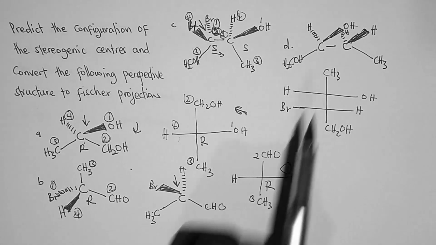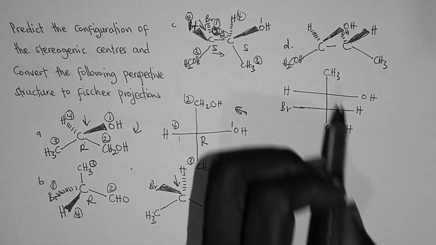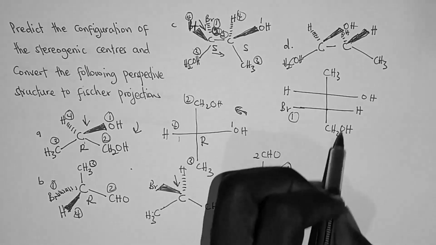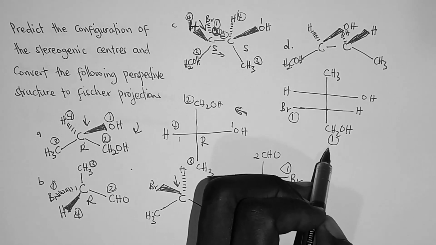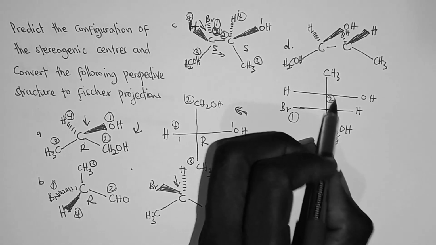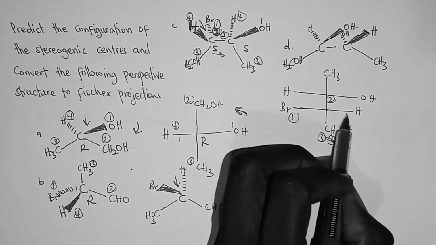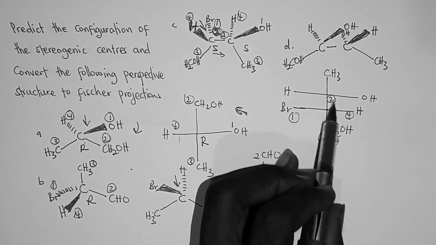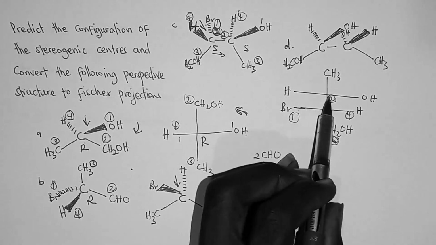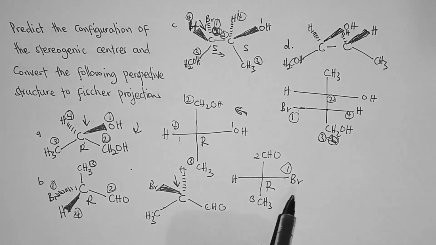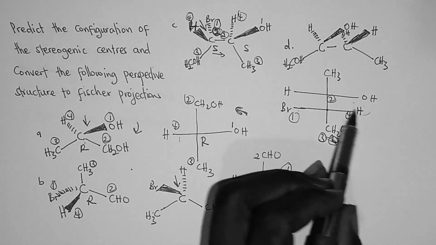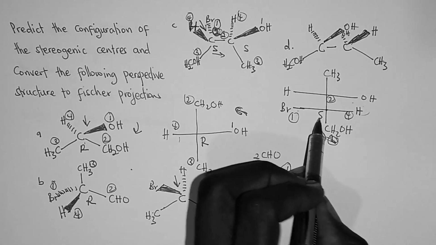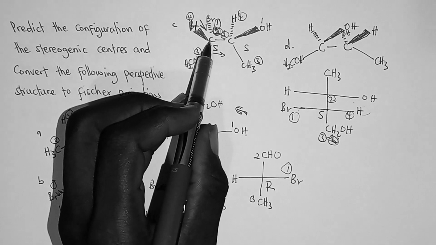And let's come to the Fischer projections we've drawn. So let's take this carbon for example. So this is 1, this is 2, this is 3, and then this is 4. So 1, 2, 3. It is going the clockwise direction, R, but the proton is pointing towards us, so we need to reverse configuration, and that is an S. So this carbon stands for this carbon.